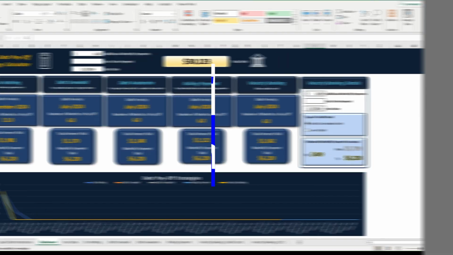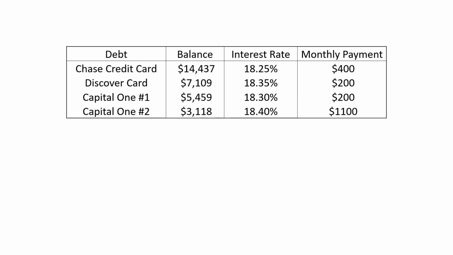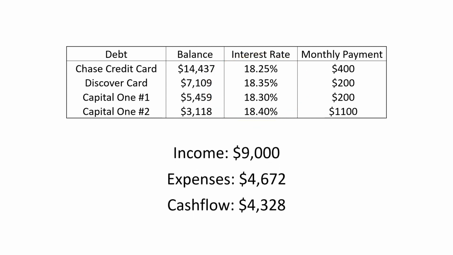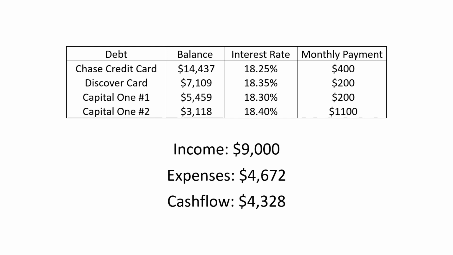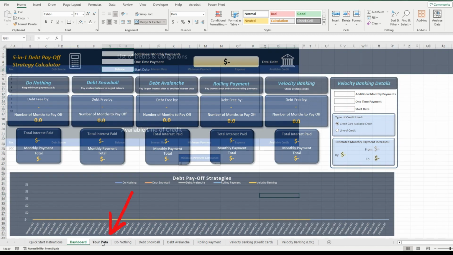Here's the scenario. This person has 4 different credit card balances to pay off. The total balance of all 4 totals $30,123, and all have interest around 18%. The person also has a monthly income of $9,000, expenses of $4,672, and cash flow of $4,328.